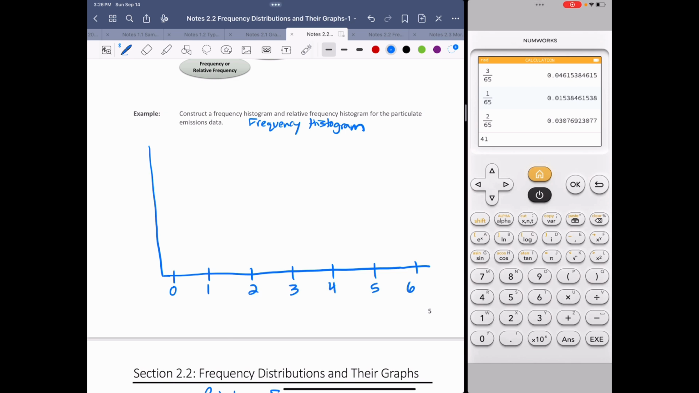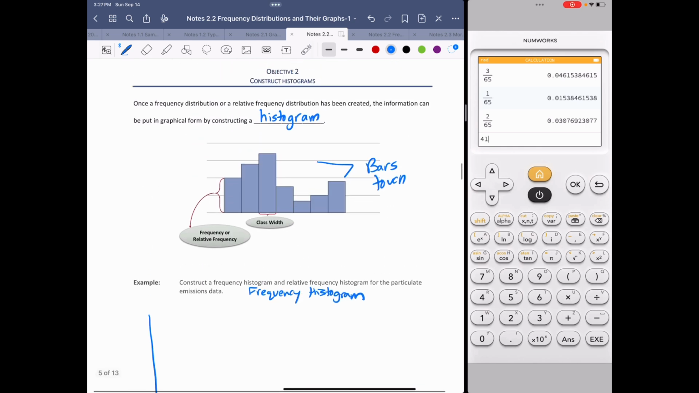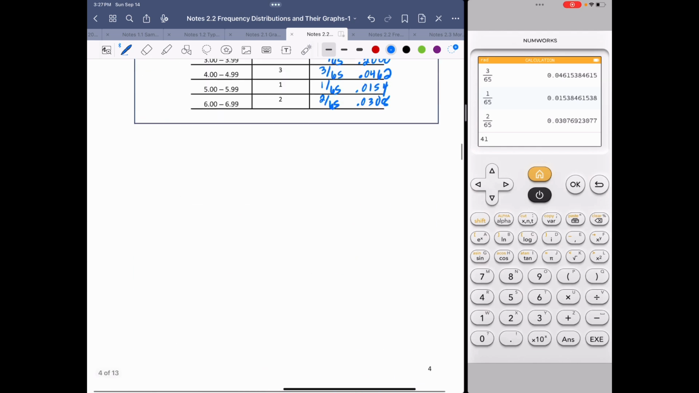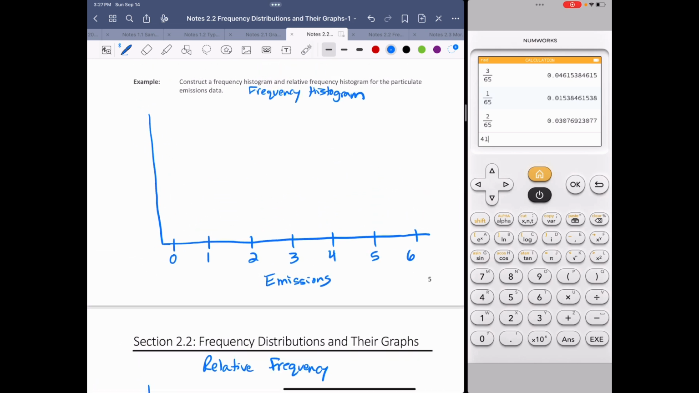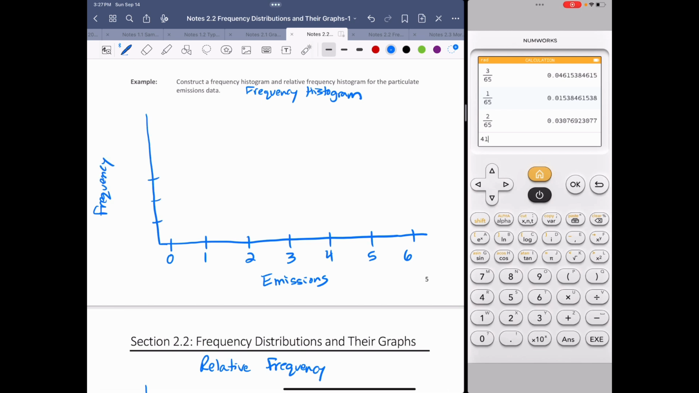You always want to label your axes. I'm going to label my axes as emissions. And I said for the frequency, we needed to go up to 26. So I'm going to number by fives. And you can call this counts or frequency or number of cars. I'm going to go 5, 10, 15, 20, 25, 30.